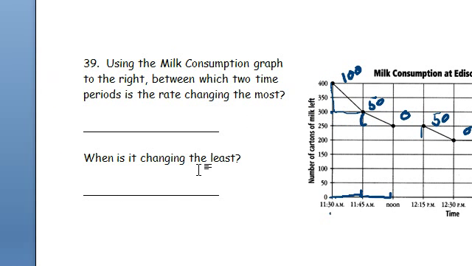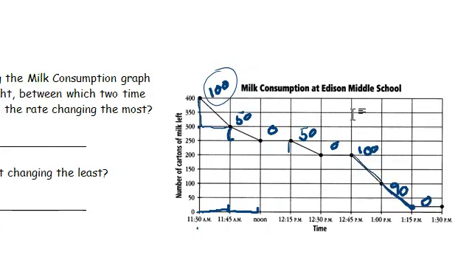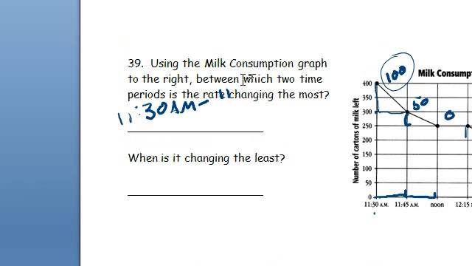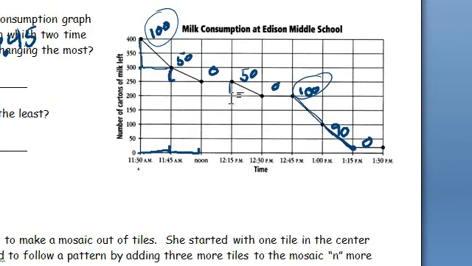Okay, so between what two time periods was the rate changing the most? It looks like there's 100 and there's 100. So between 11:30 a.m. to 11:45. And then from 12:45 to 1.